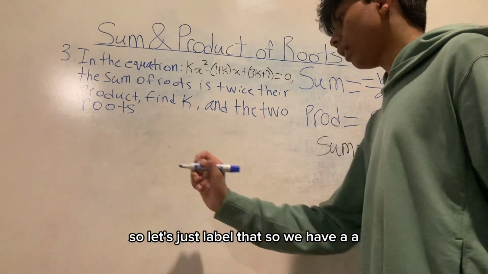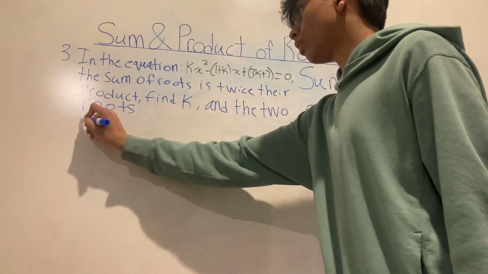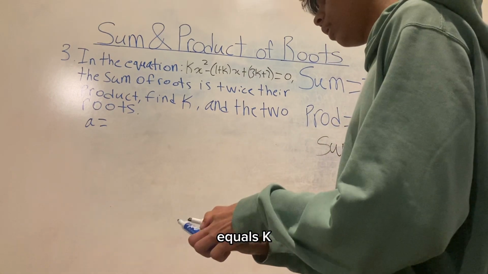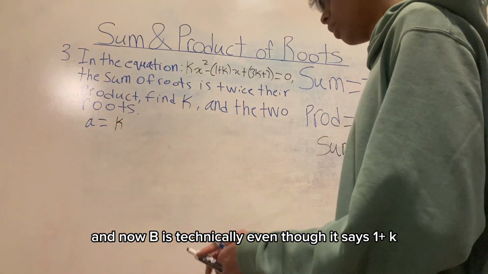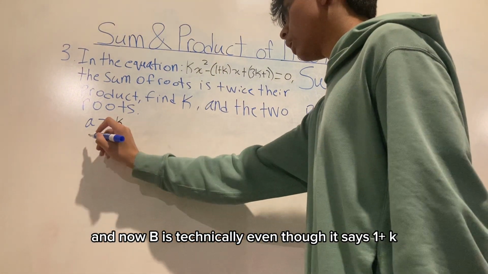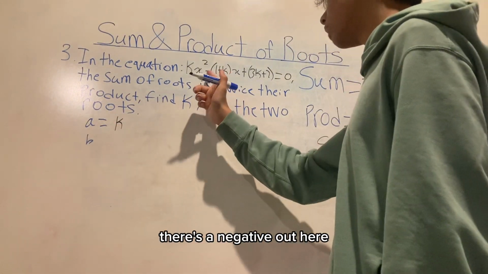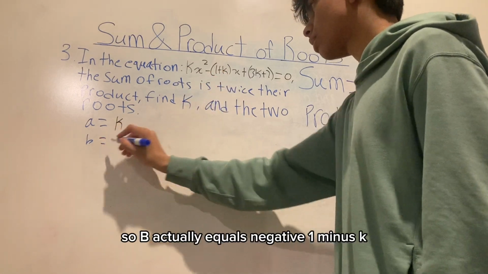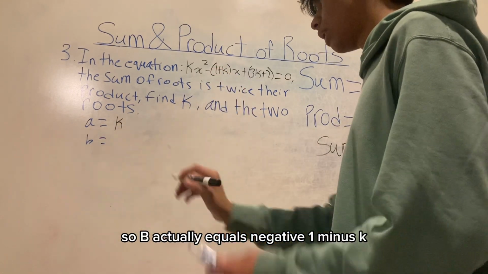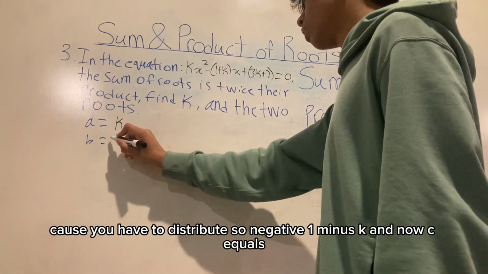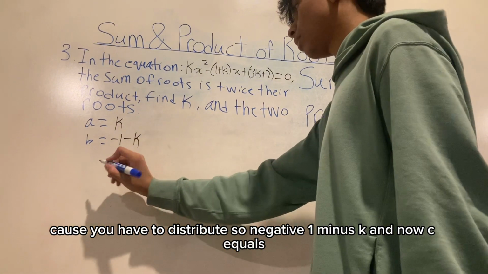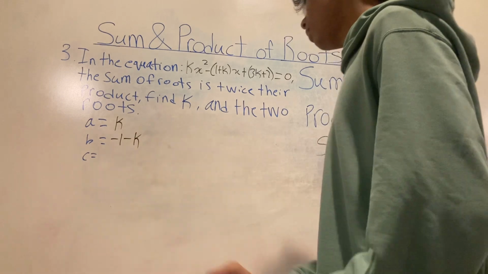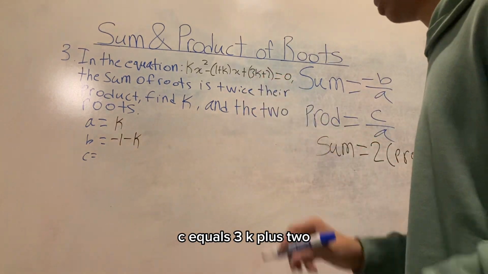So we have a equals k. And now b is technically, even though it says 1 plus k, there's a negative out here. So b actually equals negative 1 minus k, because you have to distribute. So negative 1 minus k. And now c equals 3k plus 2.